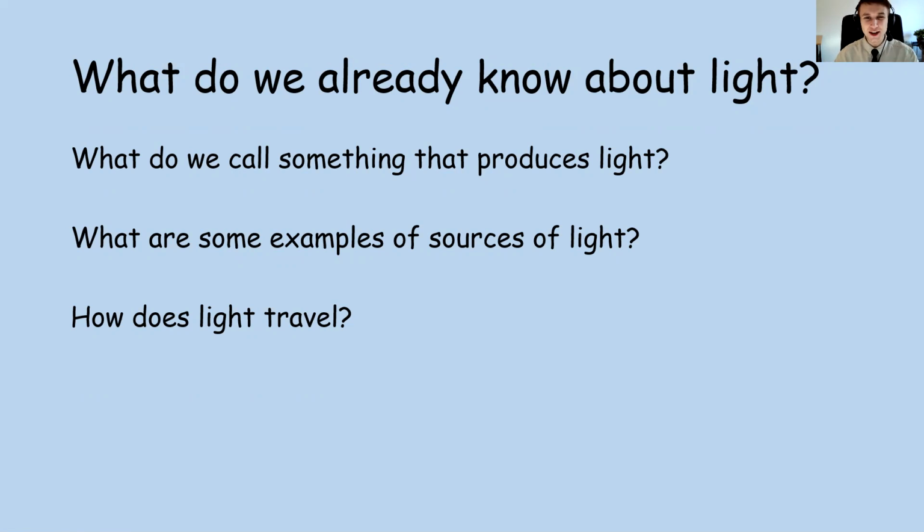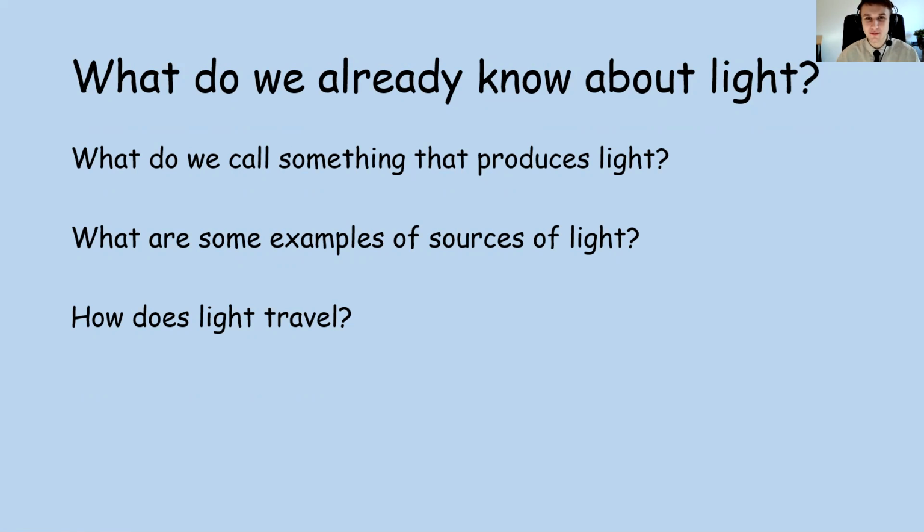Okay, so first one, what do we call something that produces light? Well, it's in my next question, isn't it? We call it a source of light. When you thought of some examples, you might have thought of light bulbs or the sun, anything that produces light, a screen, a TV, a torch, anything that produces light.